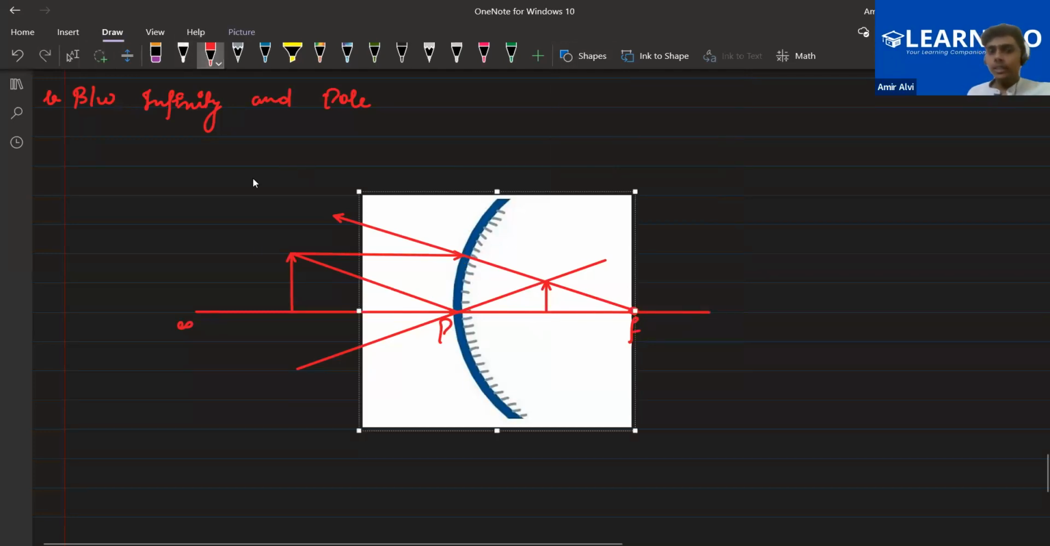You can see the image is smaller than the object, yes or no? Yes. So if the image is smaller, obviously we will say that it is diminished. So you can see this image is formed. One more thing, everybody: let me erase this line and take an arrow line here instead of a normal line, like this.